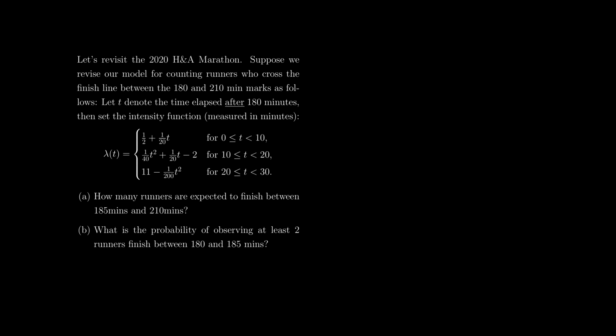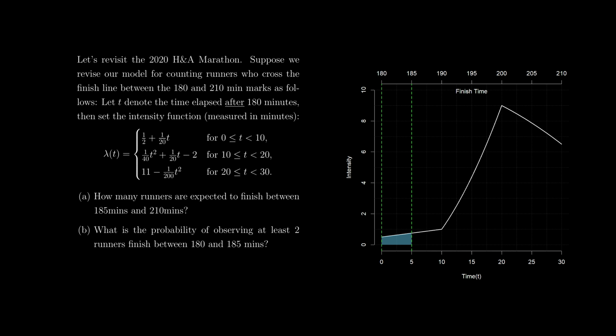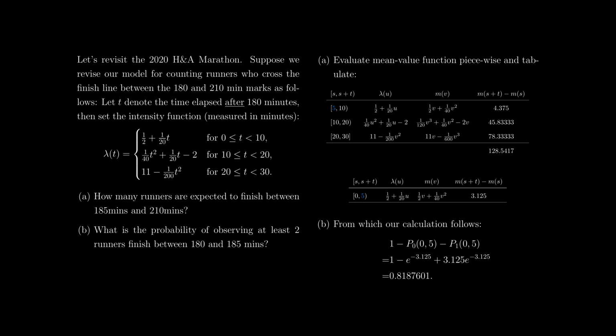Question B. What is the probability of observing at least 2 runners finish between the 180 and 185 minutes mark? Now this is the other bit of the interval that we didn't look at earlier. Again, we can just do this in table form. We look at our intensity function and note that we need to integrate for t running from 0 to 5. It's piecewise defined, but the only relevant interval is the first subinterval, so we integrate that expression. It's going to be a half v plus 1 over 40 v squared. Evaluate that at the endpoints and subtract, and that value is going to be 3.125.